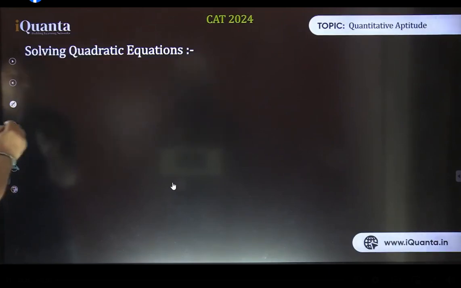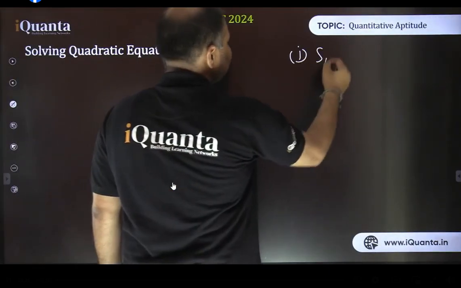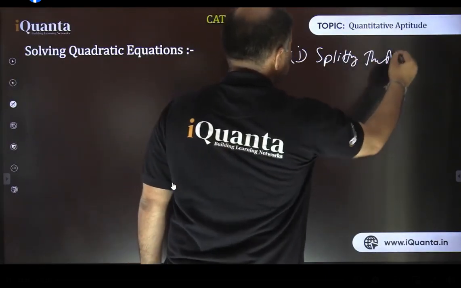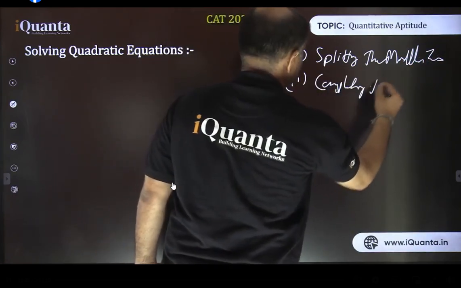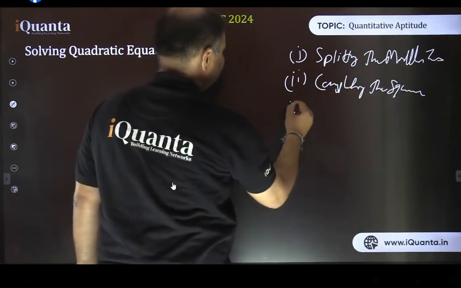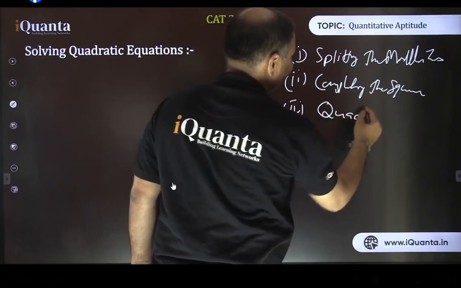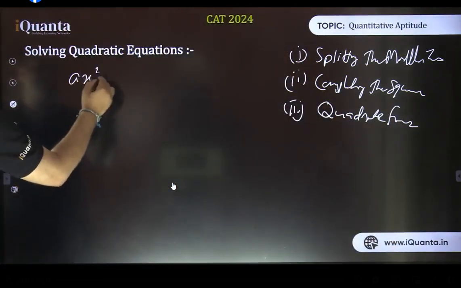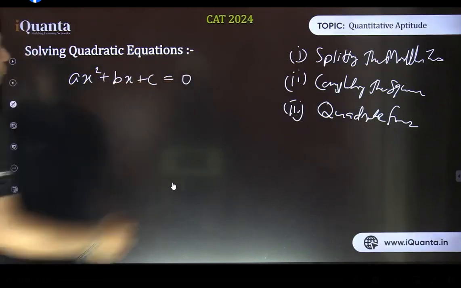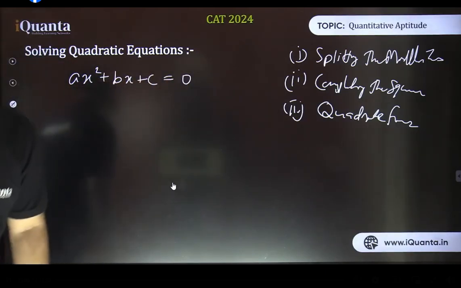Okay, so we are discussing the 3 methods. The first method, I told you, is splitting the middle term. Then I talked about completing the square. And the third part, which we are going to discuss now, is the quadratic formula. So what is the quadratic formula? We have ax square plus bx plus c equals 0. We want to make it equal to 0. We have to find the values of x.